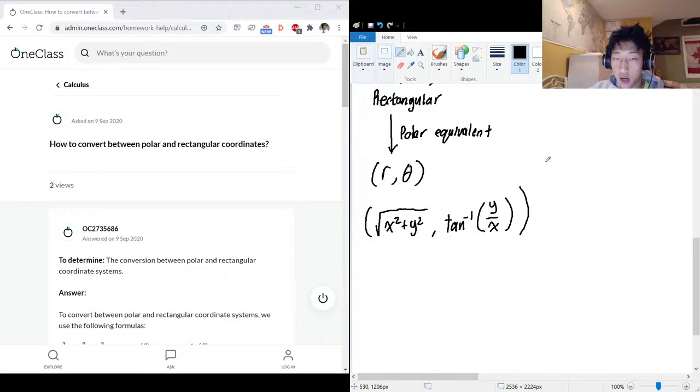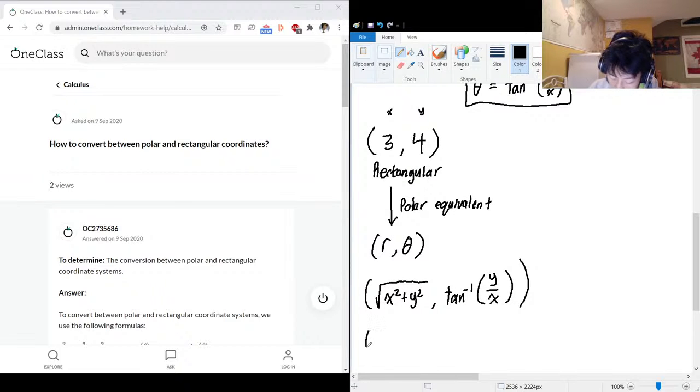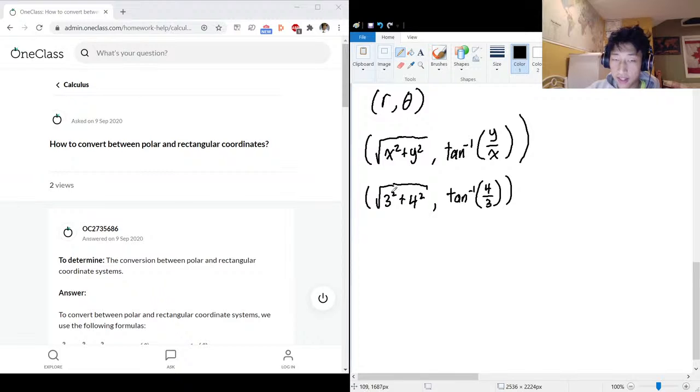Okay, let's sub in our numbers. We have 3 for x, so we have 3 squared plus 4 squared for y, and our inverse tan is of 4 divided by 3. So 3 squared, that's 9. 4 squared, 16. 9 plus 16, 25. Square root of 25, that's 5. So we're going to have an r value of 5.